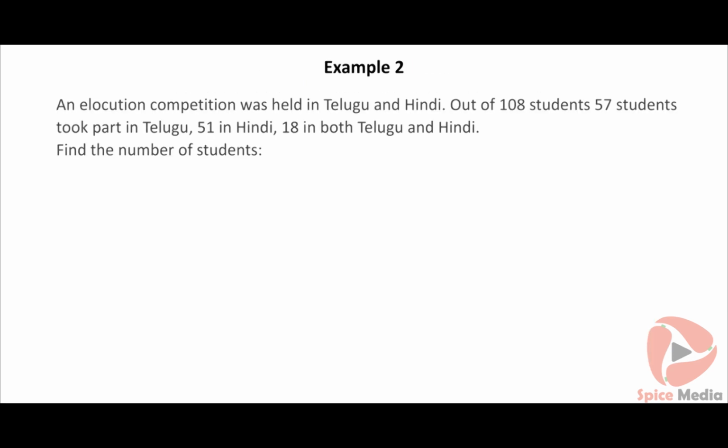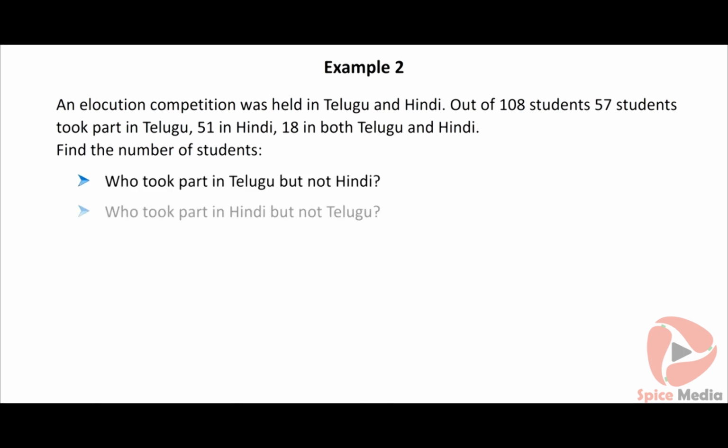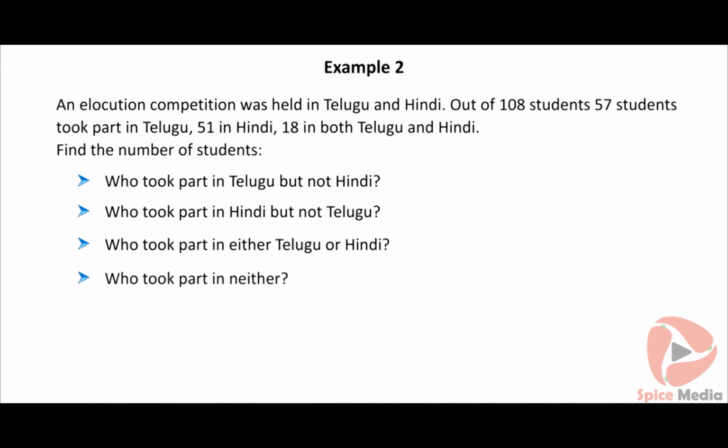Let us now look at another example. An elocution competition was held in Telugu and Hindi. Out of 108 students, 57 students took part in Telugu, 51 in Hindi, 18 in both Telugu and Hindi. Find the number of students who took part in Telugu but not Hindi, who took part in Hindi but not Telugu, who took part in either Telugu or Hindi, and who took part in neither. Click on the solution button to view the solution.